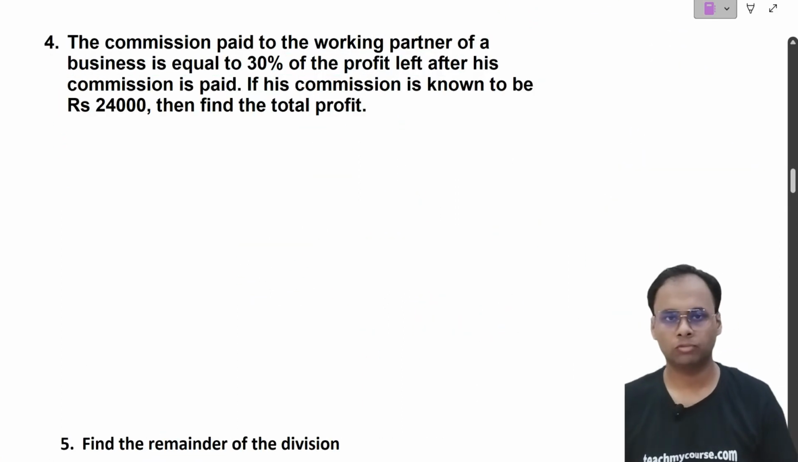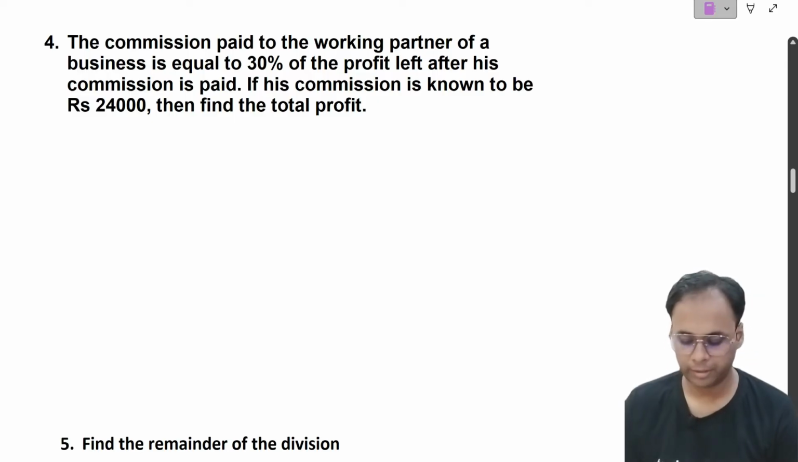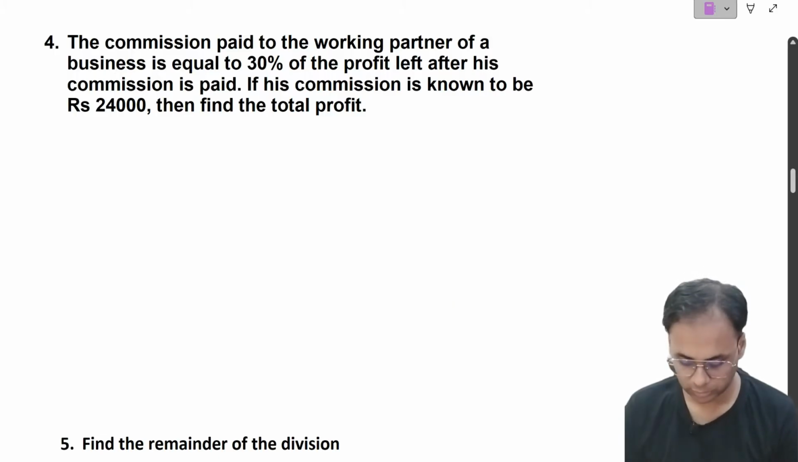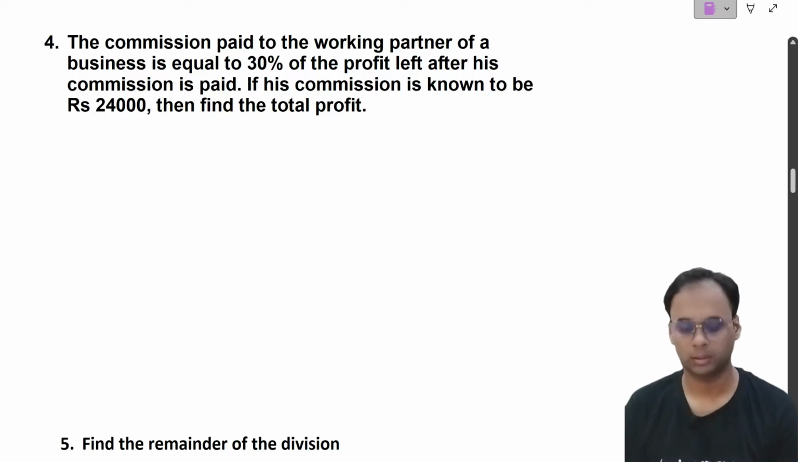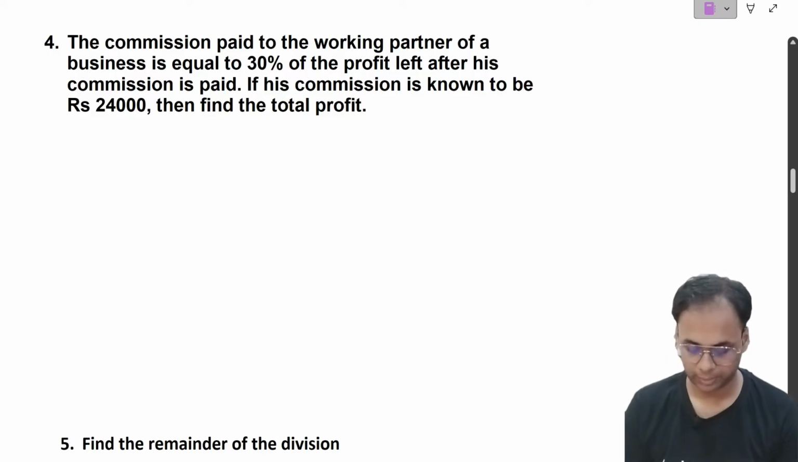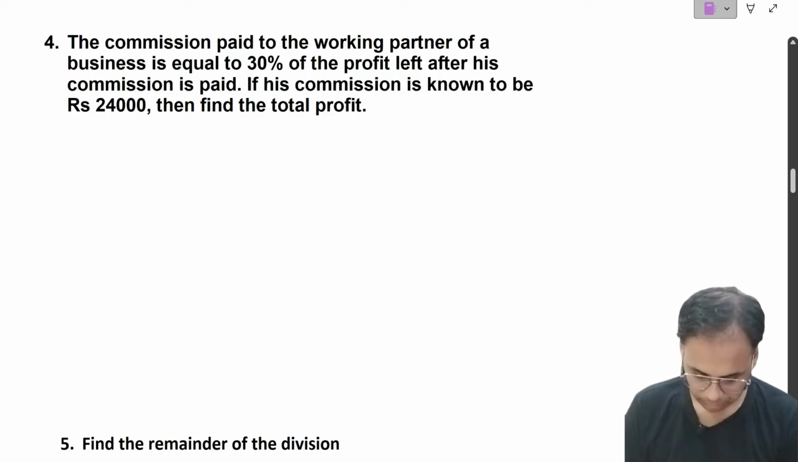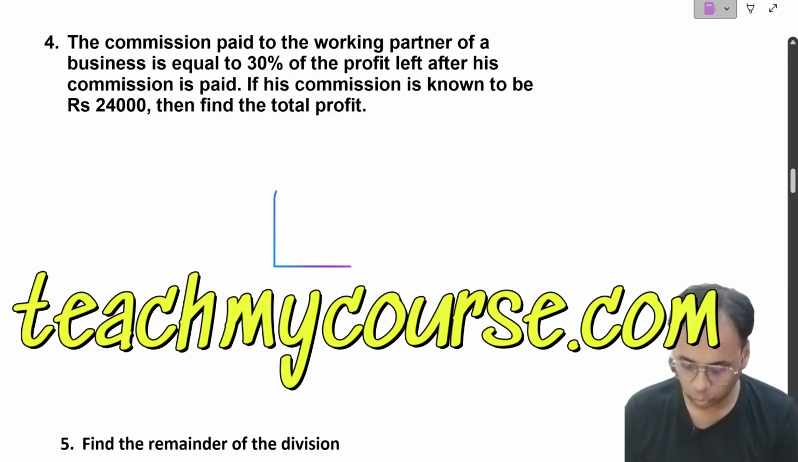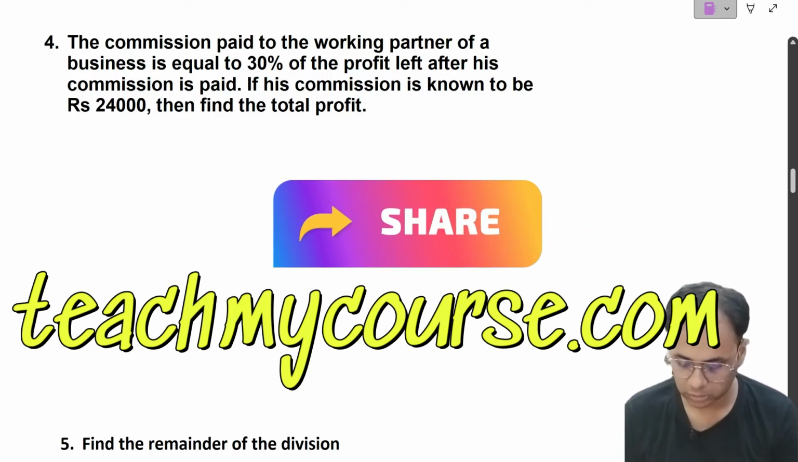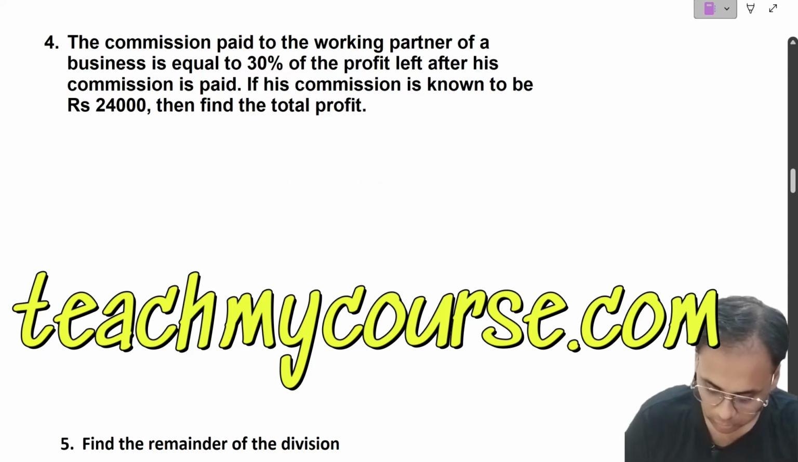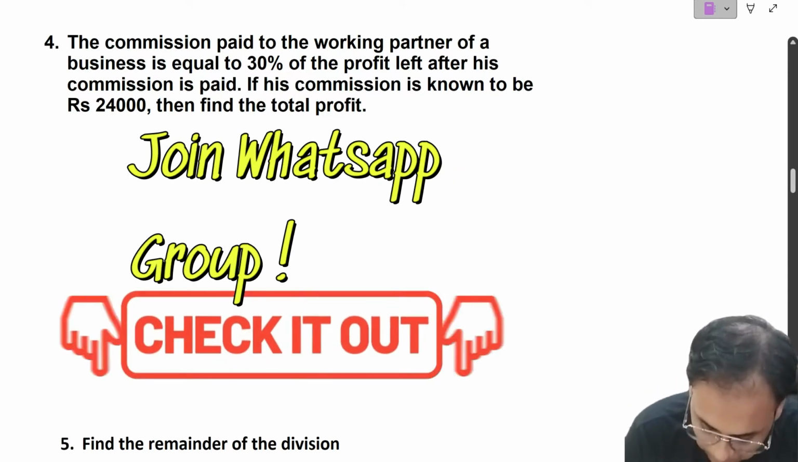So we move on to the fourth question. The commission paid to the working partner of a business is equal to 30% of the profit left after his commission is paid. If his commission is known to be rupees 24,000, then find the total profit. For that, we need to read this question very carefully. So we can say that let the profit be P.